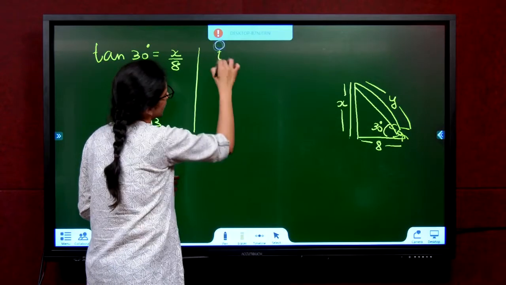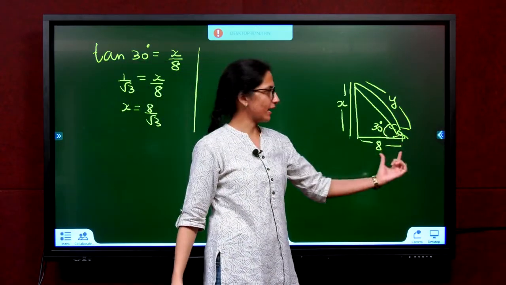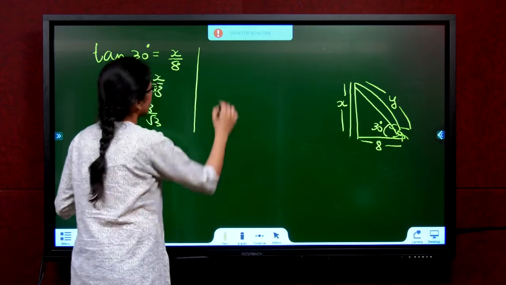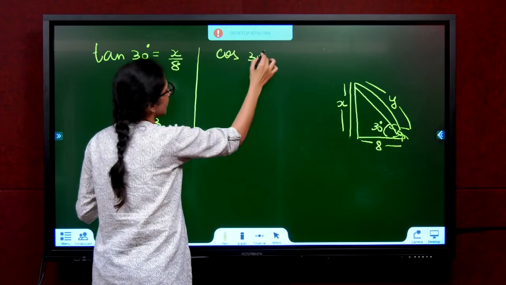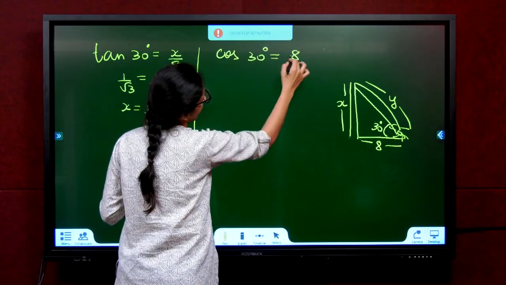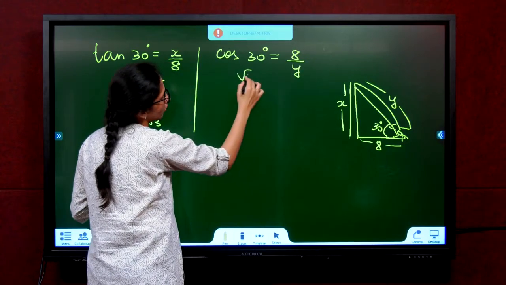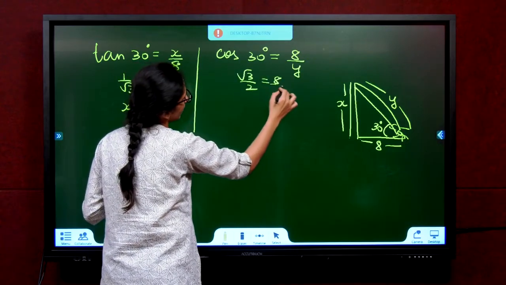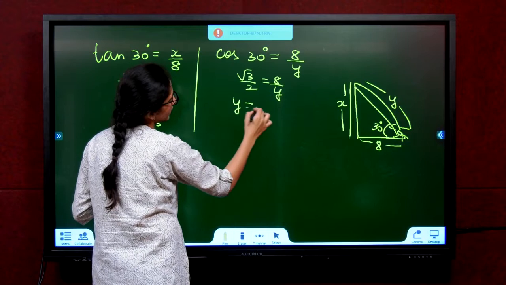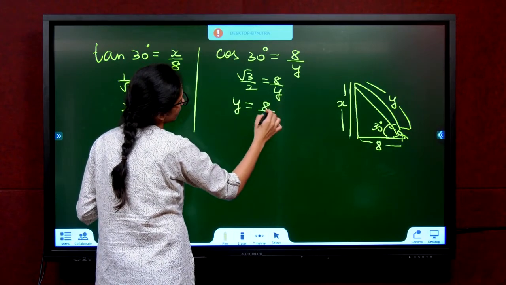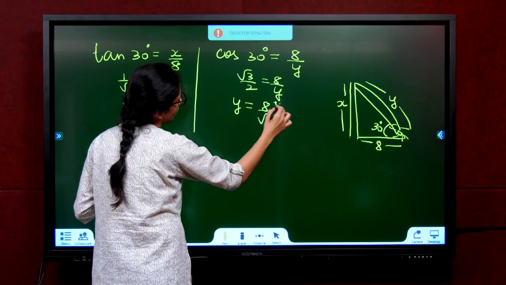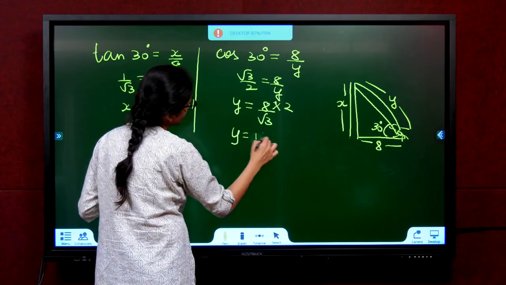Now, 8 is there. You want to relate it to y. Adjacent and hypotenuse. Cos 30 degree is equal to 8 by y. Root 3 by 2 is equal to 8 by y. Y is equal to 8 by root 3 and 2 will go on top. Y is equal to 16 by root 3.